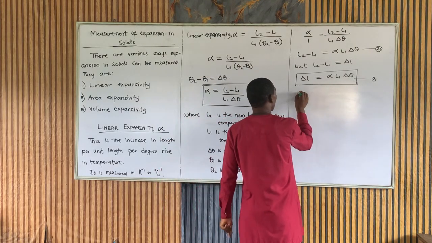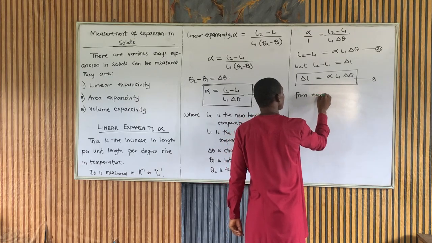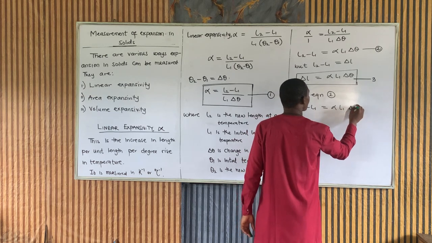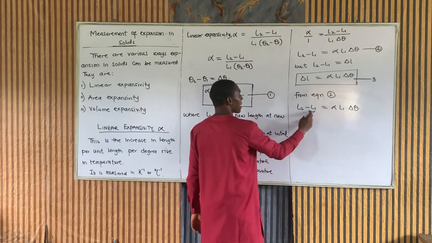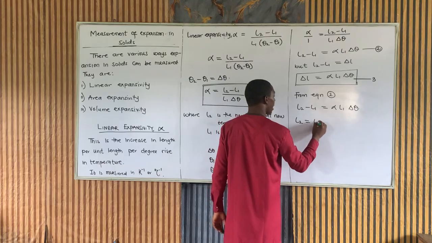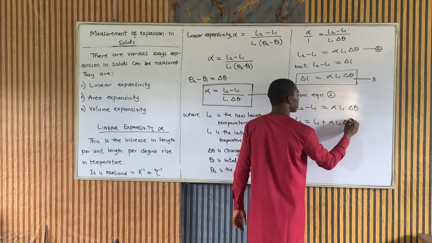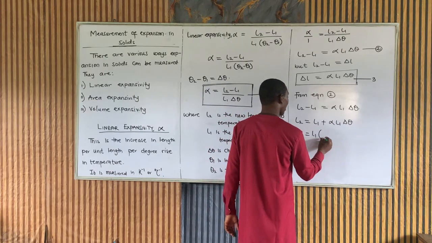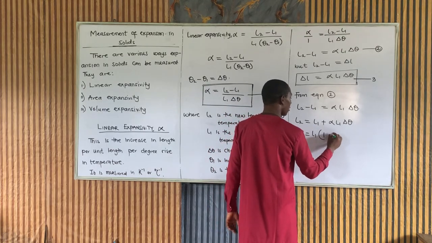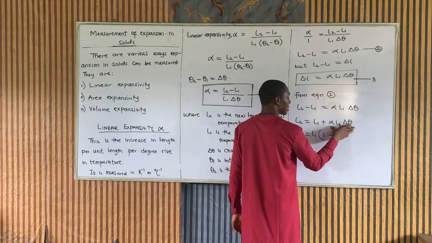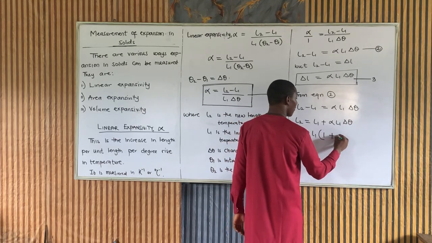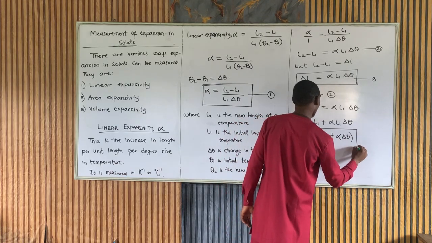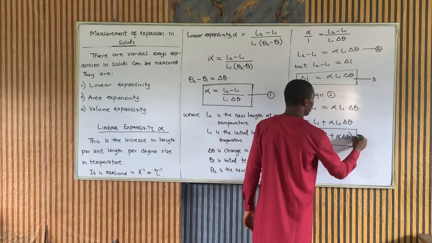From equation 2, we can get the formula for the new length. We have that L2 minus L1 is equal to alpha L1 change in temperature. If we bring L1 to this side, we get that L2 is equal to L1 plus alpha L1 change in temperature. If you look at this carefully, what is common here is L1. So L1 factorized out gives L1 times 1 plus alpha change in temperature. So this is the formula for the new length, which I call equation 4.